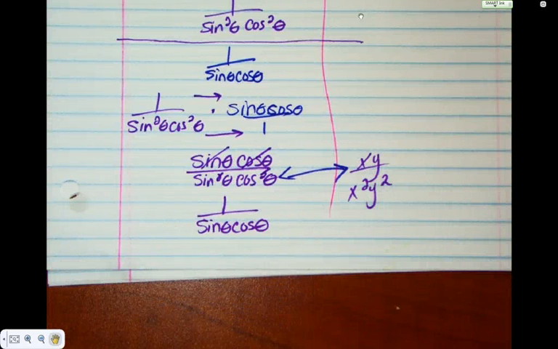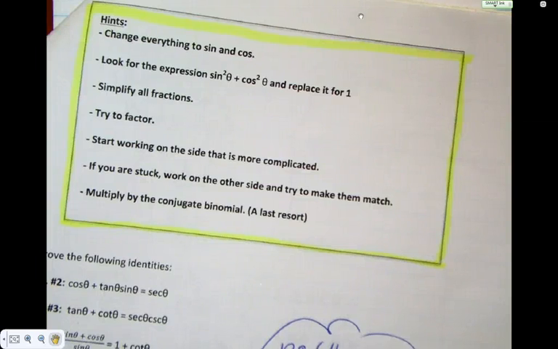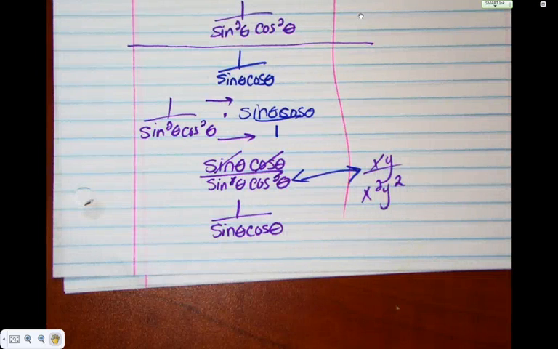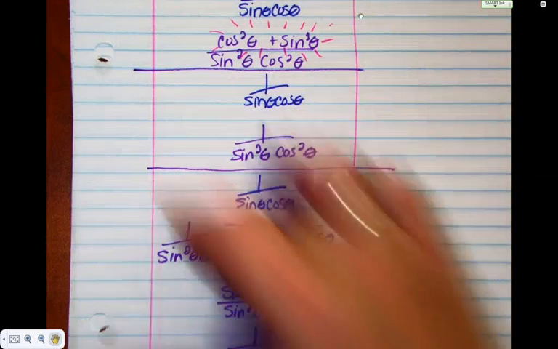Whew, that was okay. So let's go through our steps. Change everything to sine and cos. We did that. Look for sine squared plus cos squared. We did that. Simplify all fractions. What that means to simplify is that you're down to one numerator, one denominator. So these steps up here weren't simplified yet because we had a bunch of numerators and denominators.